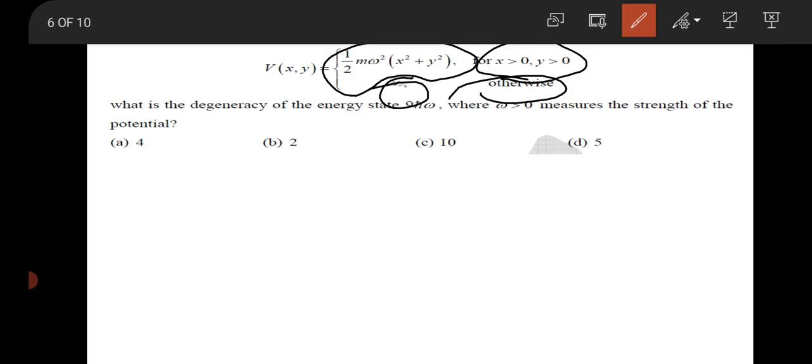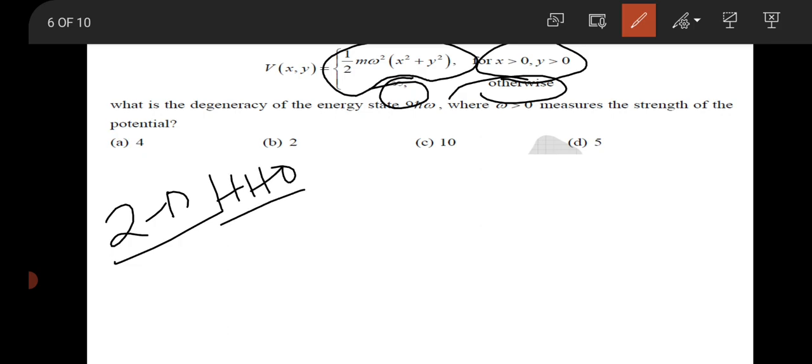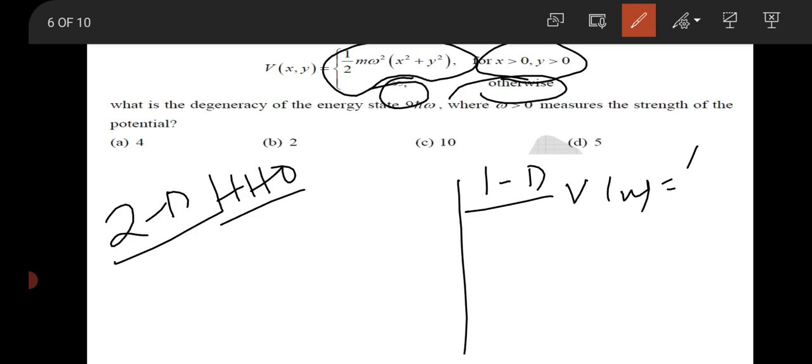Okay, so this is a two dimensional half harmonic oscillator. Okay, so first of all, in order to solve the two dimensional half harmonic oscillator, we should discuss what is the one dimensional half harmonic oscillator and what is its eigenvalue. Okay, so the one dimensional half harmonic oscillator is the oscillator in which the potential V(x) is equal to half m omega square x square for x greater than 0 and infinite for x less than 0.